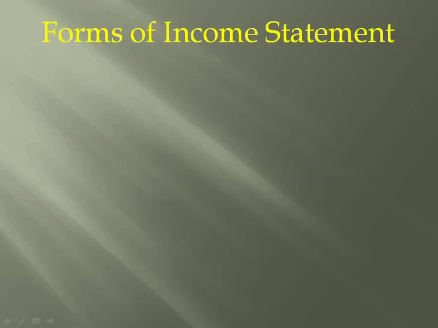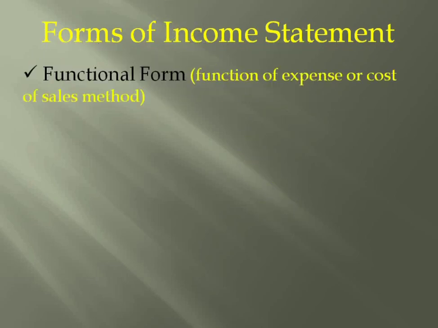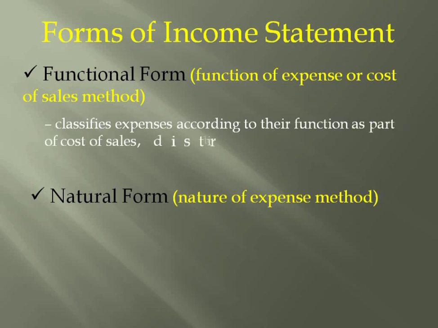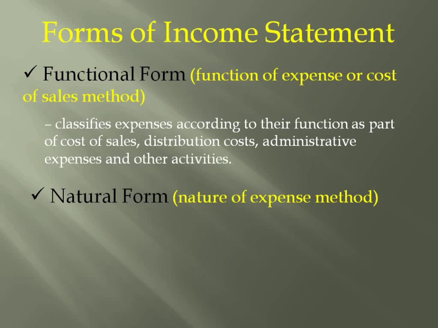There are two forms of income statement, the functional form and the natural form. The functional form classifies expenses according to their function. That is, as to whether they are part of cost of sales, distribution cost, administrative expenses, or other activities. No wonder the functional form is also known as cost of sales method.